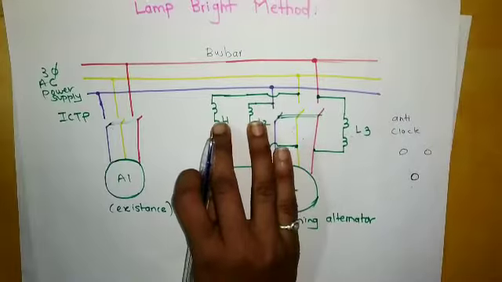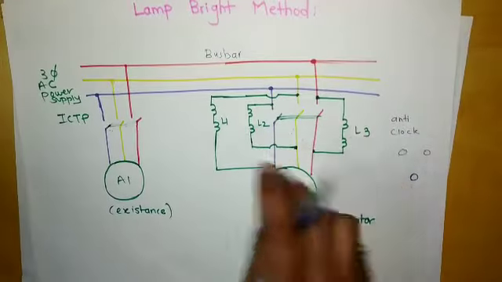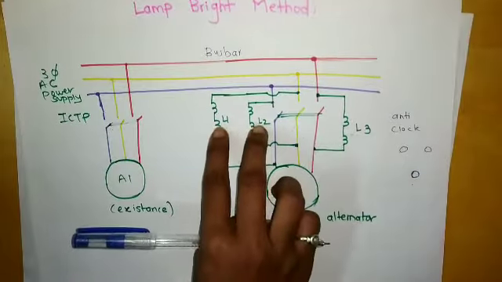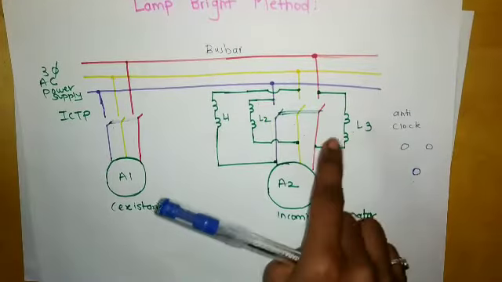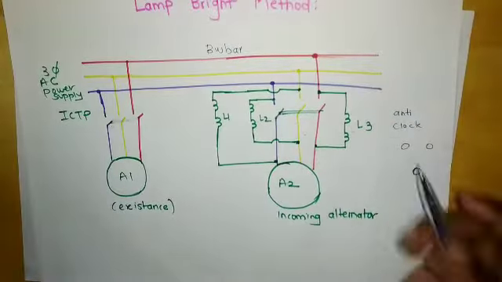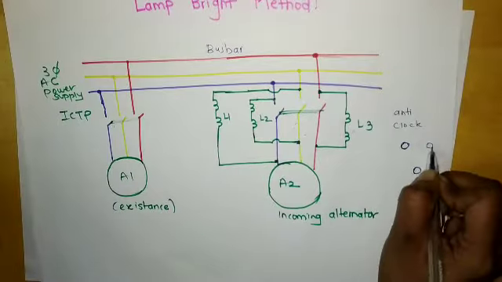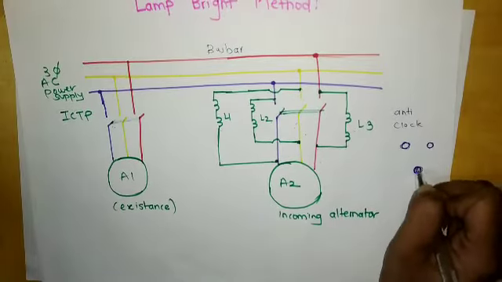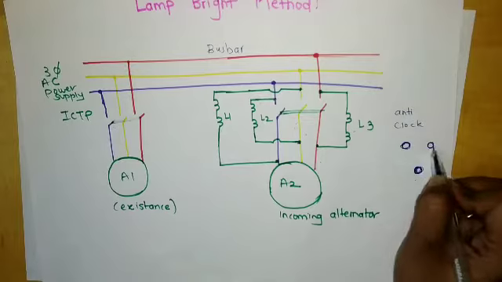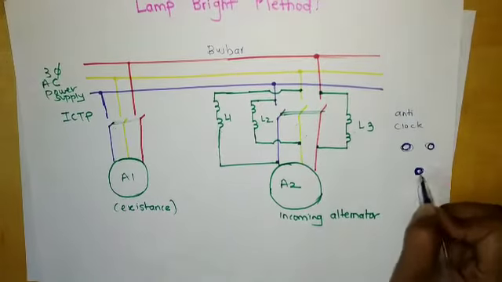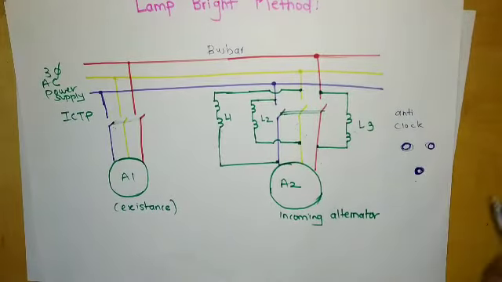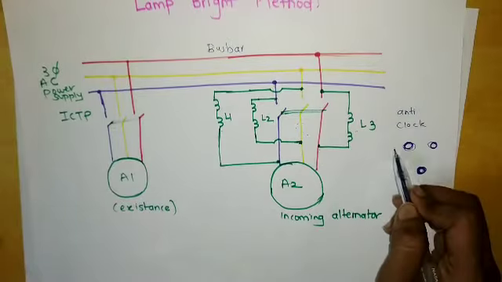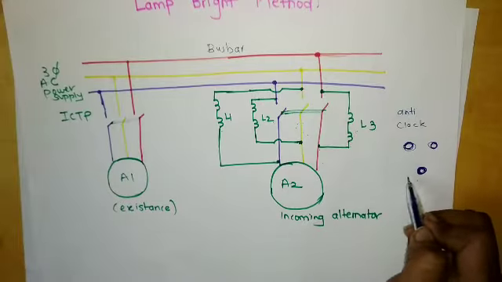Okay, if these two are bright, then this one will be dark. If these two are dim, then this one will be bright. That means these two will glow simultaneously and this one will glow singly. Now here it has a certain direction. So these are our three lamps. These two are bright, this is dark. Now it has direction. What does it mean by direction? That means this sequence will rotate either clockwise or anti-clockwise.